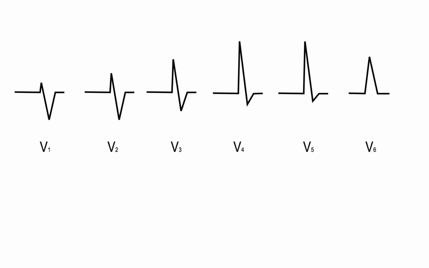And then finally in V6 your R wave became larger, real late. That would be clockwise rotation. We'll look at some examples.